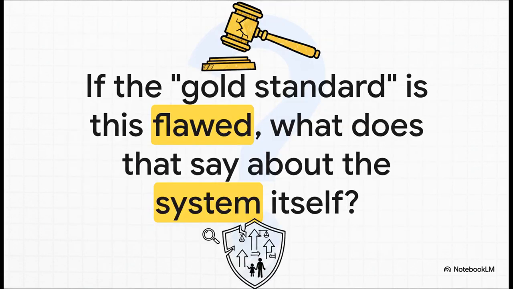And that leaves us with a really tough question, doesn't it? I mean, if the so-called gold standard for protecting kids is this full of holes, what does that say about the system itself? Now, that's a heavy question, but it's one we have to ask. Pointing out the flaws in this foundational rule isn't about tearing down the system. It's about pushing for something better, more transparency, more accountability, and ultimately, true justice for children and families.